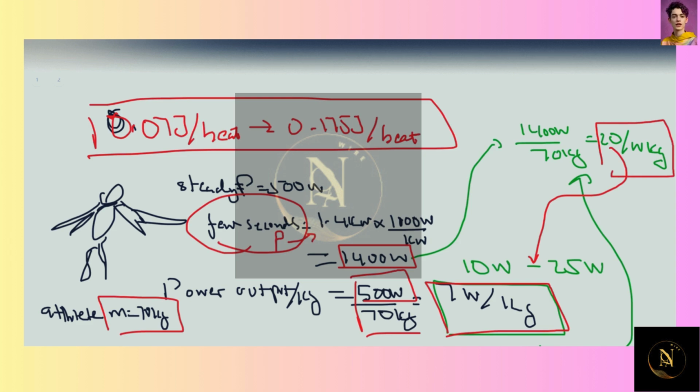I need to change this right here. So this is watts per kilogram. This is 20 watts per kilogram. The problem with that is that it only happens for a short time. The 20 watts per kilogram happens for a short time, so they can't sustain themselves flying in that period of time.